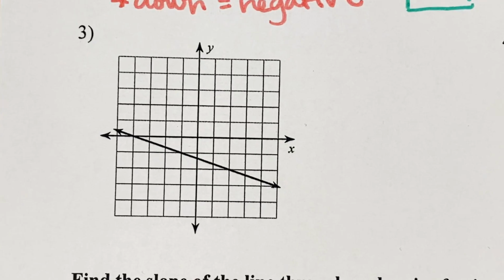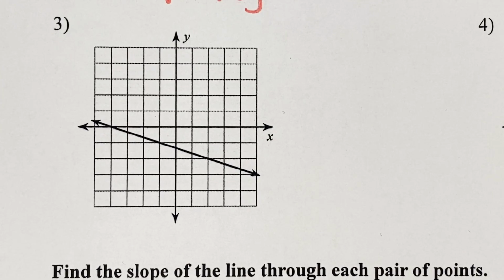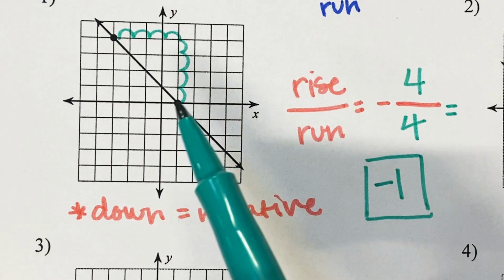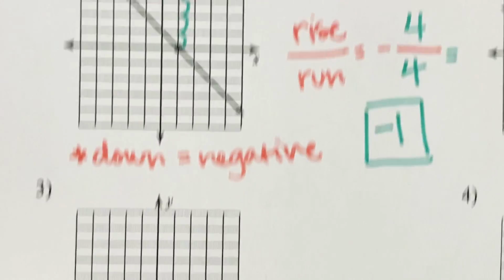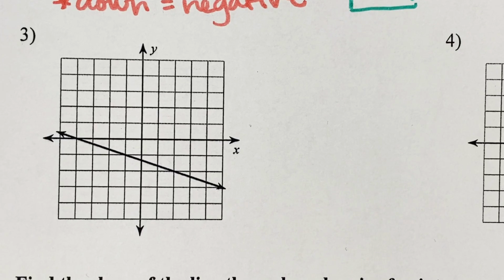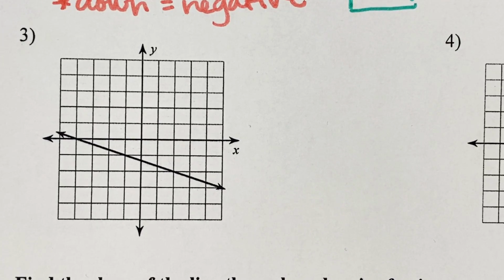Okay, let's look at number 3. Okay, so number 3 and 4 kind of look like the ones on My Open Math, where it doesn't give us 2 points. Okay, you see how on number 1 and 2 it gave us these points, these little dots? Well, on 3 and 4 it doesn't give us these points. So let's find a point ourselves.